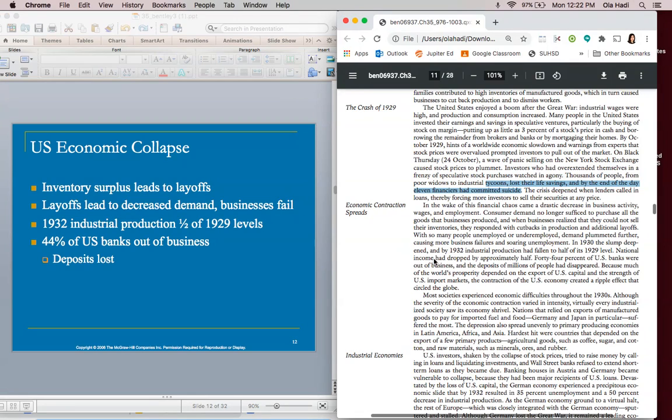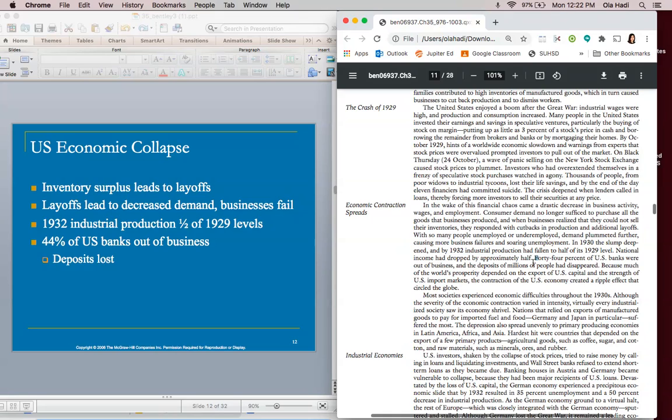Okay, well, this is going to lead to an economic contraction because people don't have the money to make consumer purchases. So consumer demand is going to fall. You also see companies responding, since people aren't buying their goods, with laying off or basically firing people. So there's all these people that are unemployed or underemployed, which further causes demand to plummet, which further causes more unemployment. And so we see industrial production falling to half of its 1929 level.